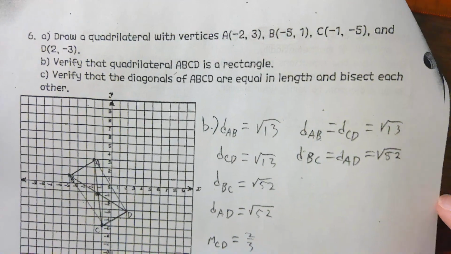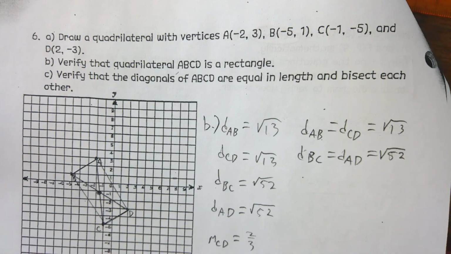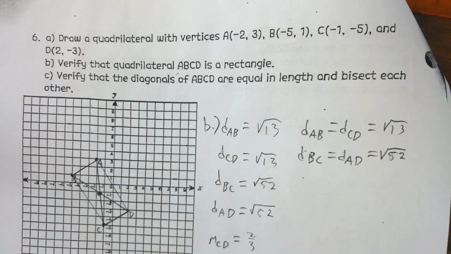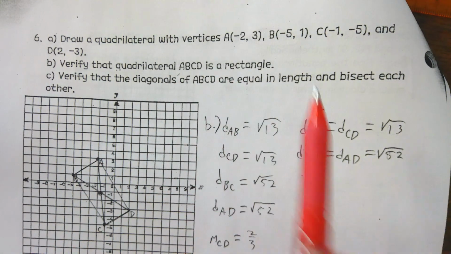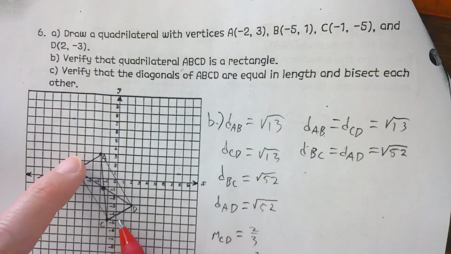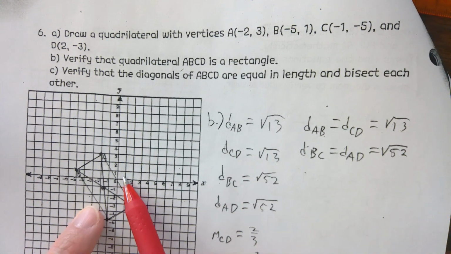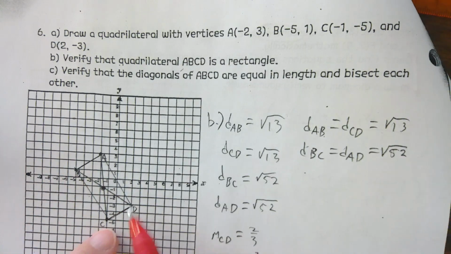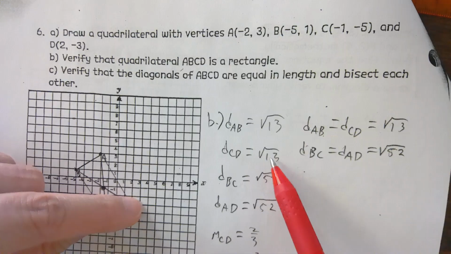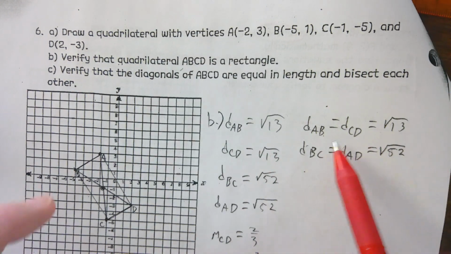Number 6, draw a quadrilateral with these points. Verify that the quadrilateral is the rectangle. So remember rectangle, you know the properties of it, so you know what you have to prove. Right? So you know that in a rectangle, 2 sides are equal in length, 2 sides are equal in length. So that means you have to do the distance formula. So when you do the distance between A and B and C and D, you get root 13.